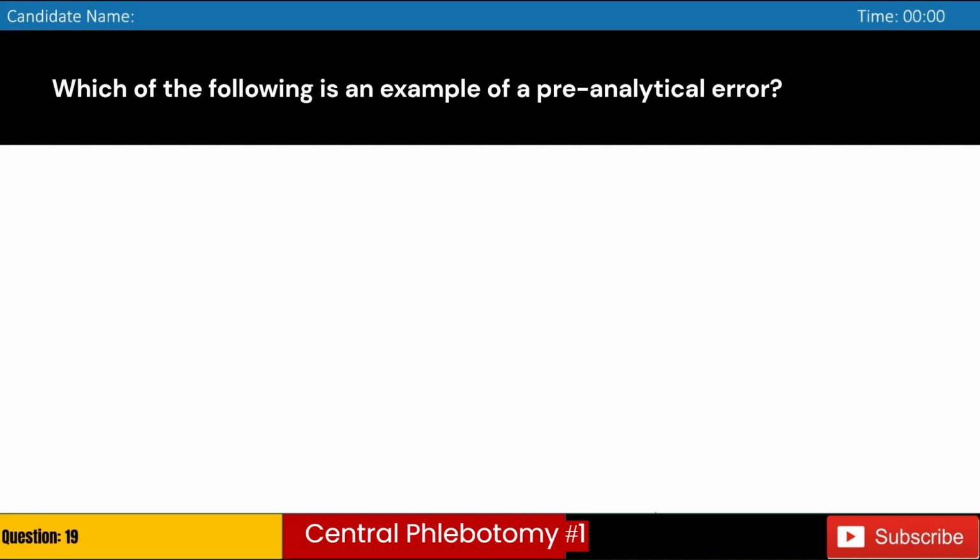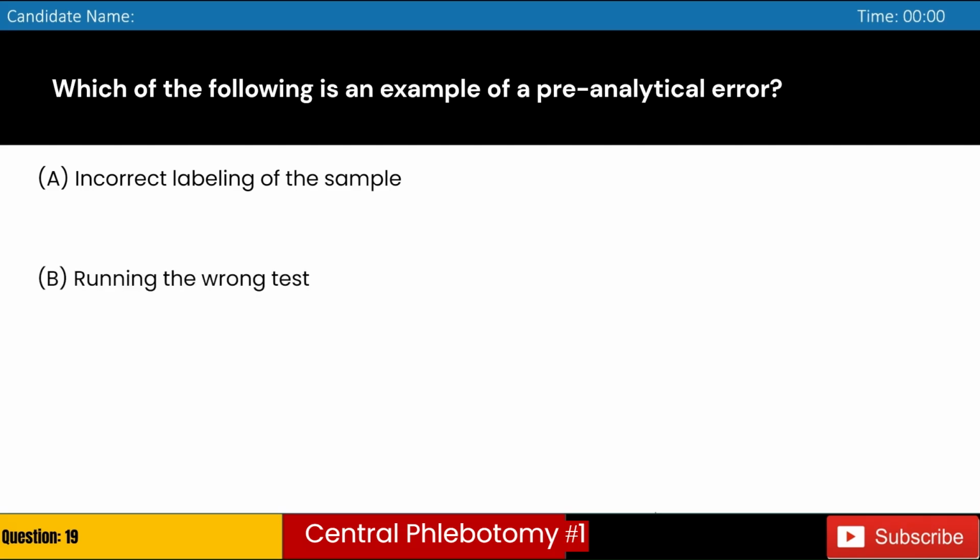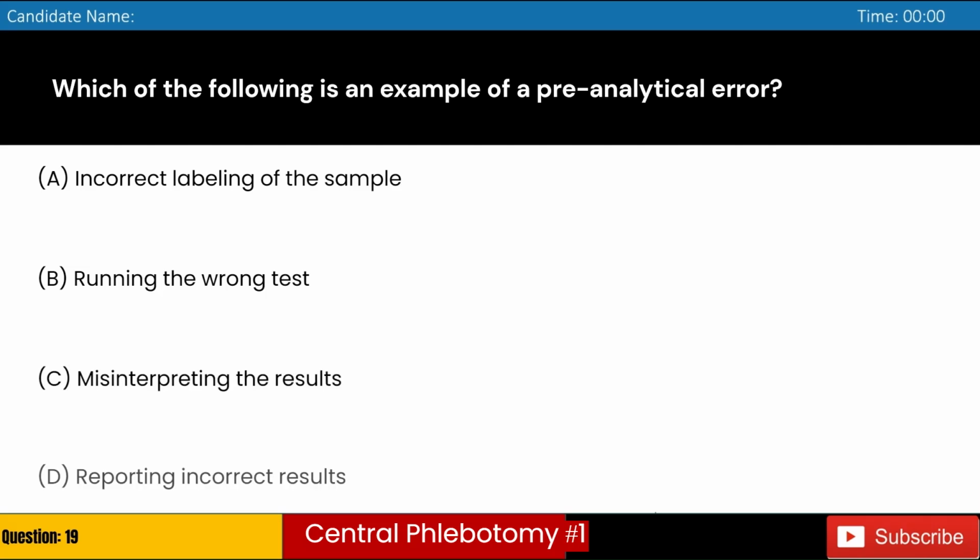Which of the following is an example of a pre-analytical error? A. Incorrect labeling of the sample. B. Running the wrong test. C. Misinterpreting the results. D. Reporting incorrect results. Answer A. Pre-analytical errors occur before the analysis, such as incorrect labeling of the sample.